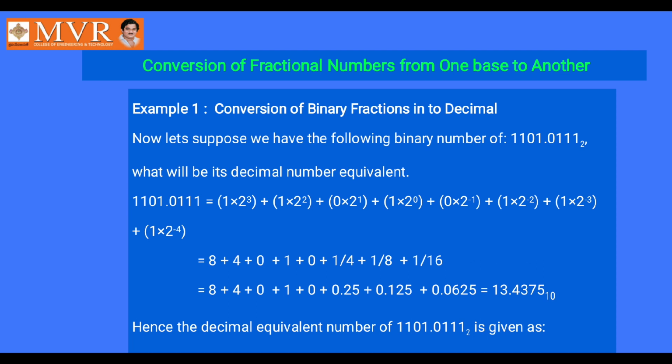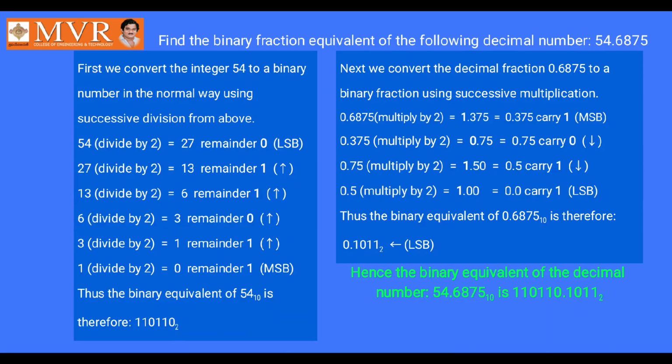In the previous one we saw binary fractional values converted into decimal. Now here you see the binary fractional equivalent for the following decimal number, 54.6875. Now we are discussing the reverse concept. What I want is, if a decimal number is given with a fractional part, how to convert it into the equivalent binary, octal or hexadecimal. We consider the example 54.6875.